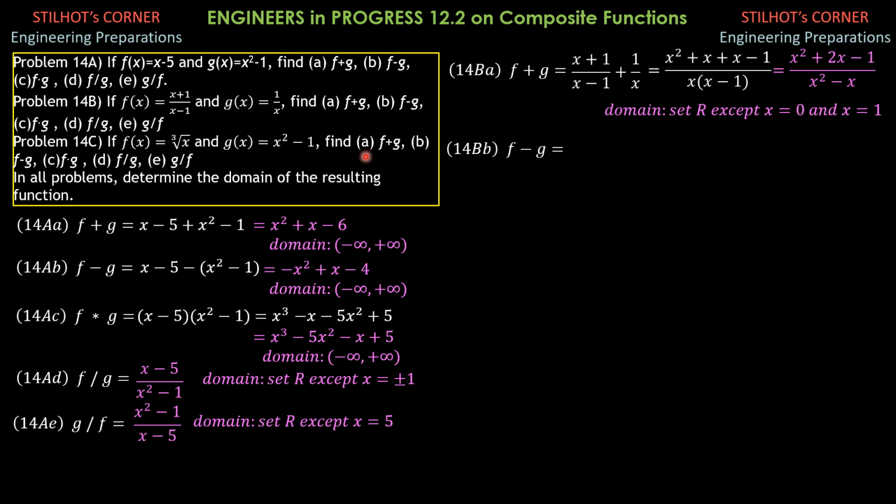14bb, we have f minus g, so x plus 1 over x minus 1 minus 1 over x. LCD again is same as that, x times x minus 1. Simplifying, we have x squared plus x minus quantity x minus 1, so x squared plus x minus x plus 1 all over x times x minus 1. So simplifying, we have f minus g is x squared plus 1 over x squared minus x. So the domain is the set of real numbers except where x is 0 and when x is 1.